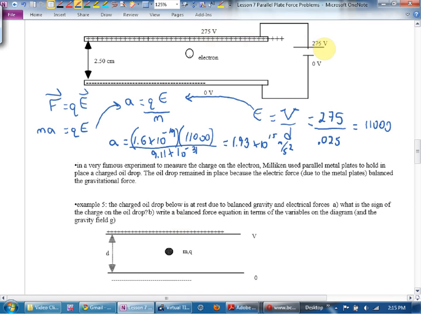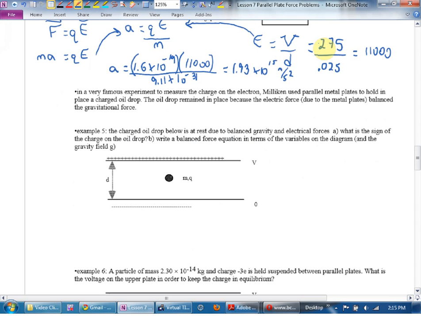So the charged oil drop is at rest due to balanced gravity and electrical forces. First of all, what's the sign of the charge on the oil drop? Does this have to be negative or positive? Why? You're right. If it was positive, which way would it want to move because of the electric field? Down. Which way does it want to move because of gravity? Down. I'd have unbalanced forces. So I know it's negative. A. Negative.